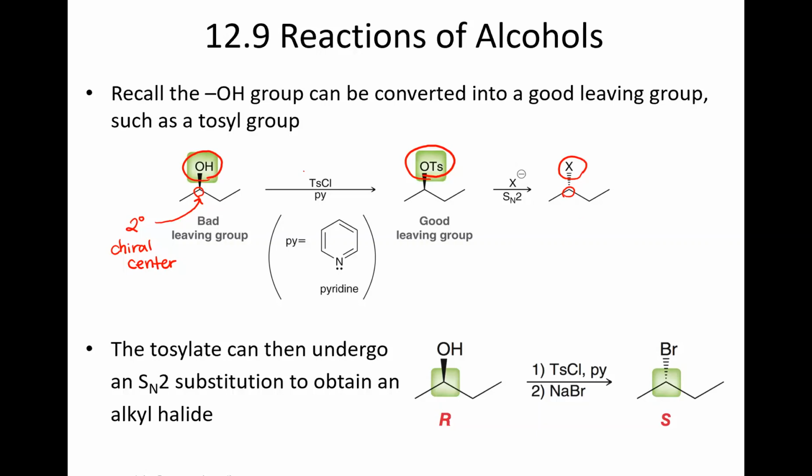So it's a two-step process where you first utilize tosyl chloride and pyridine to form the tosylate, and then you can use a good nucleophile, such as chloride or bromide, to do the SN2 reaction. And so this is how you might see it, the reagents written over the arrow, to convert a secondary alcohol, chiral alcohol, to an alkyl halide, utilizing an SN2 reaction and inversion of the chiral center. So let's look at the mechanism involved.